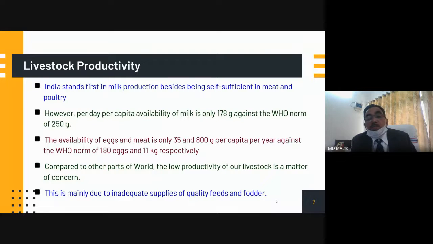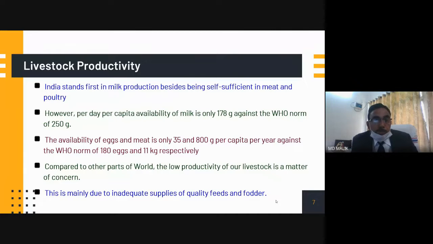Then low productivity of livestock is a matter of concern as far as India is concerned. Our participants have to think about how to increase livestock production so that we can meet the demand. Otherwise, we feel sorry. To meet that is not a very difficult task, once we have very good quality feed and fodder.